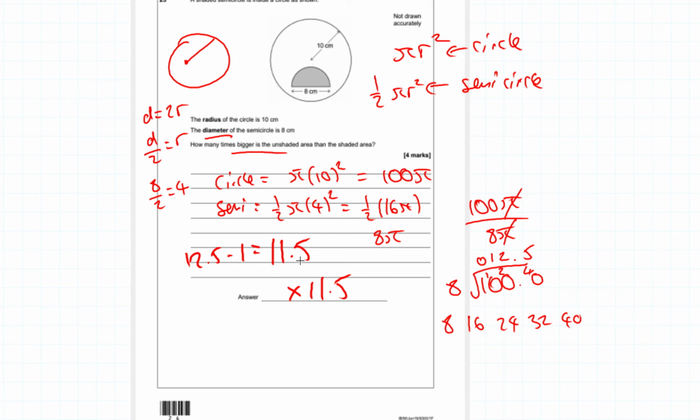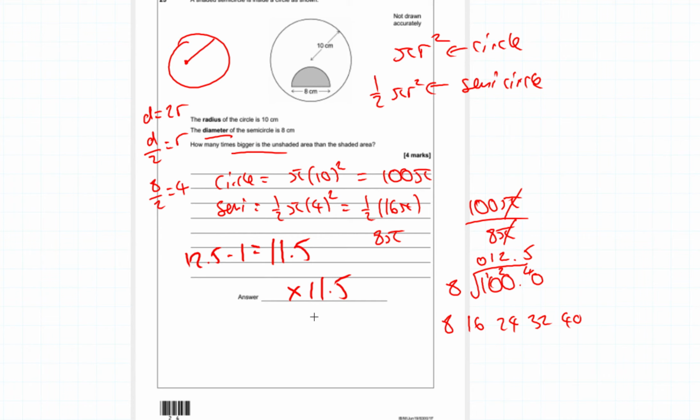And the reason why it's 11.5 times bigger is because the shaded region is already filling up the space here. So it's a bit of a trick question to get that last one. Remember, the shaded region is inside the unshaded region. So even though the area itself is 12.5 times bigger, one of those areas is taken up by the shape that's inside the shaded region.